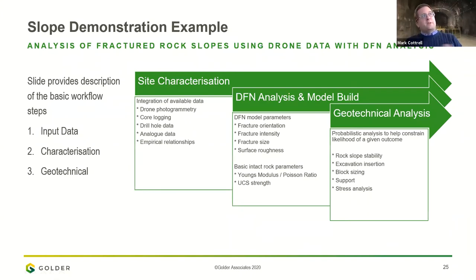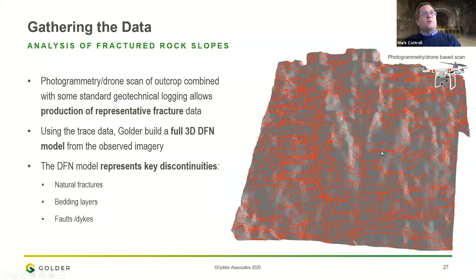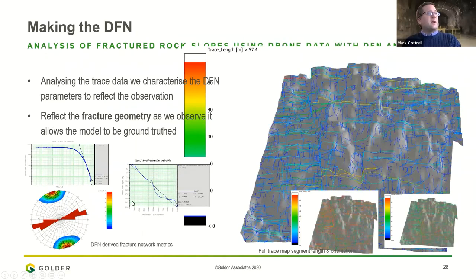To recap the workflow that we started out with at the beginning: site characterization, so photogrammetry, supplementing it with core logging, analog data. So what if we have no site data? We can use analog data, use pictures from Google Maps, parameterization of the DFN, and then the analysis. So the picture that we saw at the beginning, analyzing the photogrammetry for trace lengths, for intensity, for orientation. Doing that type of analysis, we come up with descriptions for the intensity along a scan line, so along the slope. We come up with orientation data, we come up with size data, so key drivers for building the DFN. The DFN approach allows us to take that information and build the 3D picture, so build the fractures away from the exposed surface.